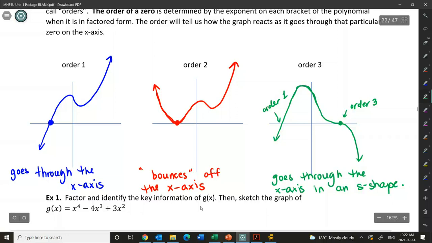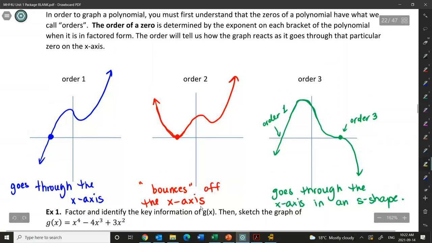Okay, so one important thing that you may want to underline or highlight in the little paragraph above is that I can only determine orders on zeros when I'm in fully factored form. Okay, so if we have something in standard form, we would need to take some steps to get that into factored form to see what those x-intercepts are and to see the correct orders on them.